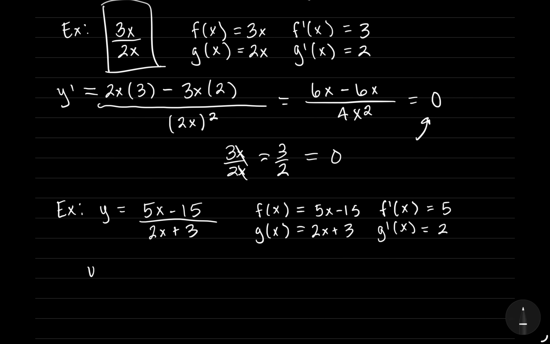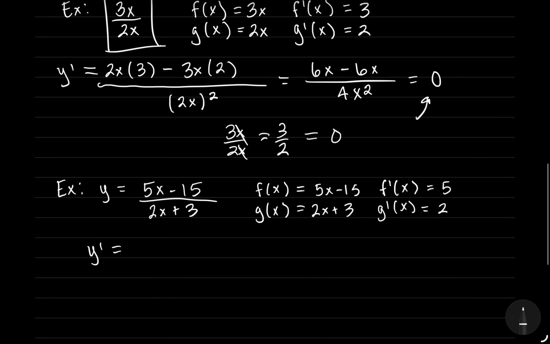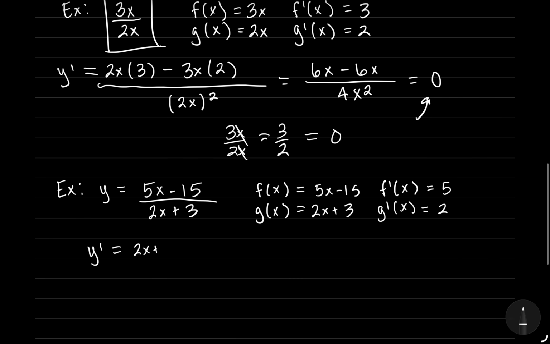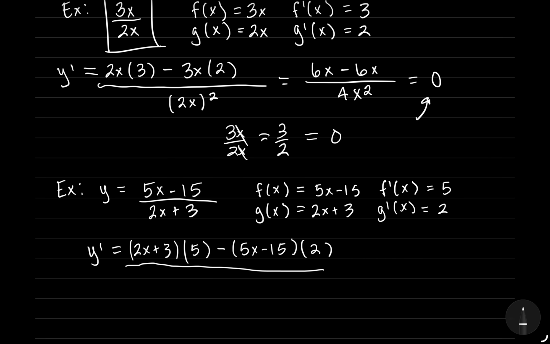So now let's plug it into our formula. If you recall, it's going to be g, so (2x plus 3), I would recommend using parentheses so you don't get confused, times f prime, which is 5, minus f, which is going to be (5x minus 15), times g prime, which is 2, all over g of x squared. So it's going to be (2x plus 3) squared.